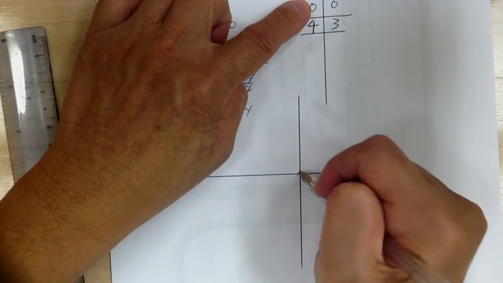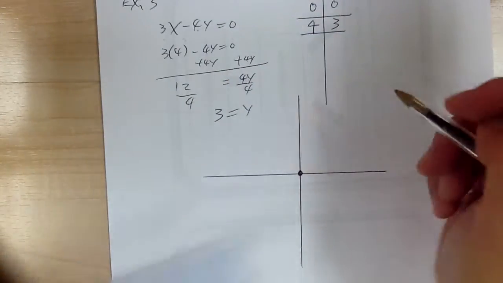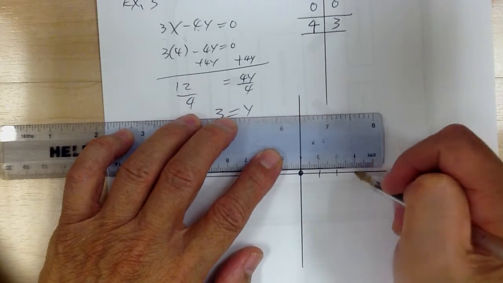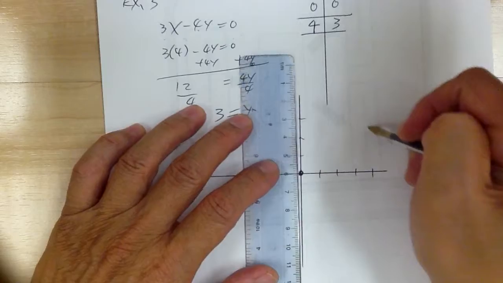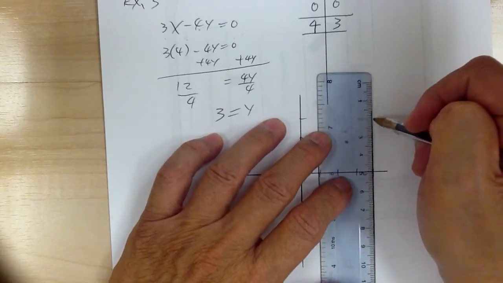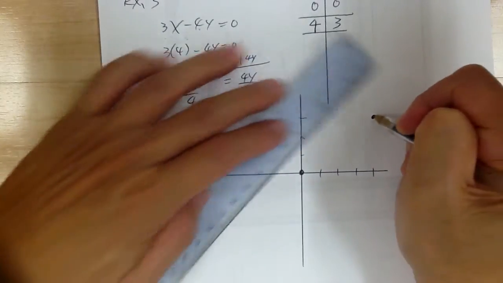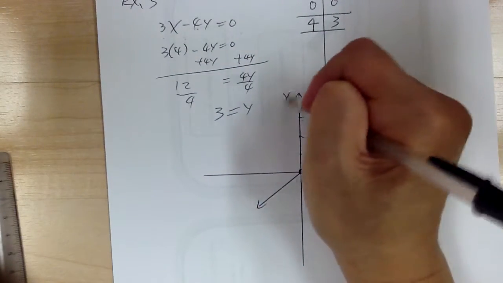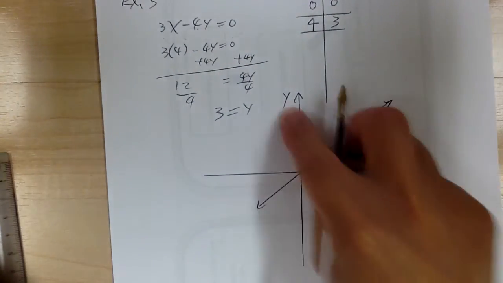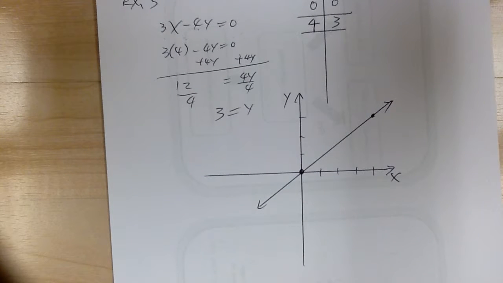Okay, so the first point is 0, 0. The second point is 4, 3. So 4 and 3 right over here. And you connect the two dots, and that's your graph. And remember, label your axes, right? That's your x and the y, and so that's your graph.